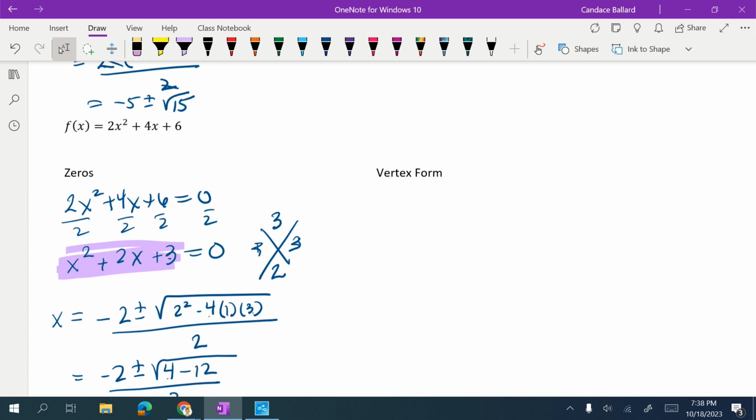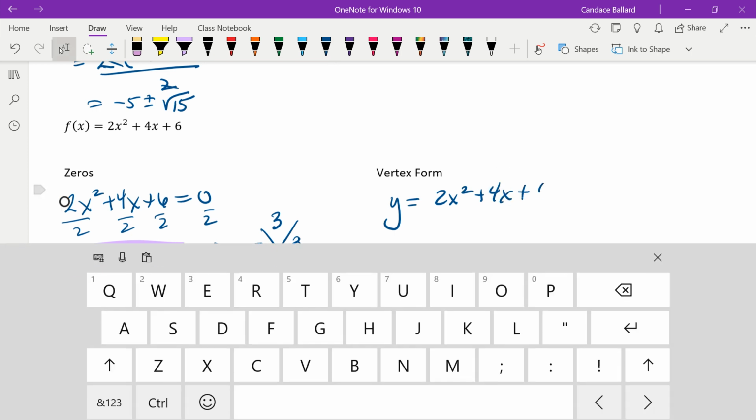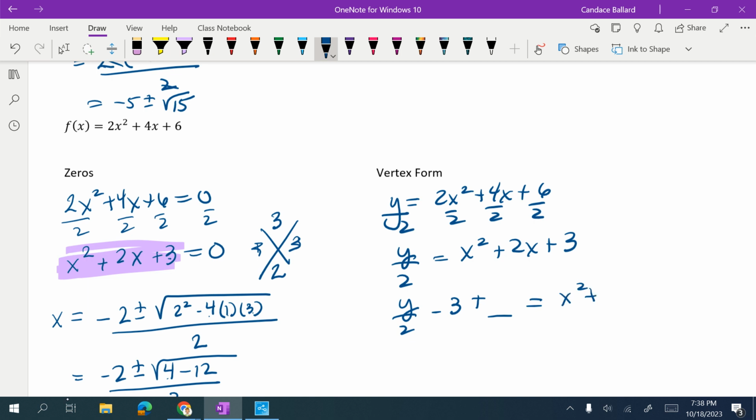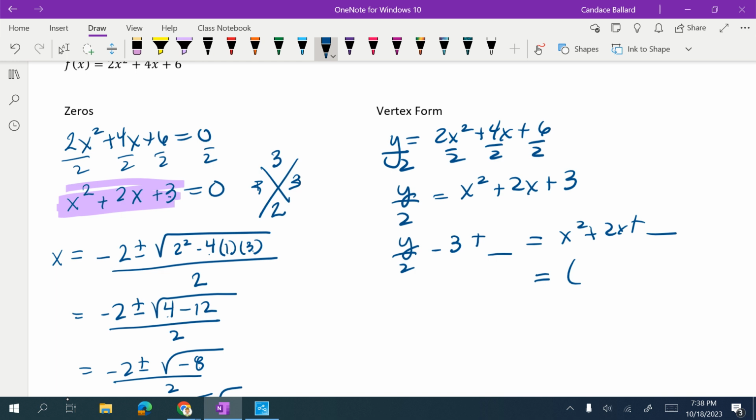All right, vertex form. So I am going to take this and I'm going to make it y equals 2x squared plus 4x plus 6. Whenever I have a leading coefficient, I know I have to divide by it first. So you get y over 2 equals x squared plus 2x plus 3. I know I take my constant term then and I subtract it to the other side. And then I put in my plus blanks because I'm completing the square. I'm going to set up my cheating factoring.